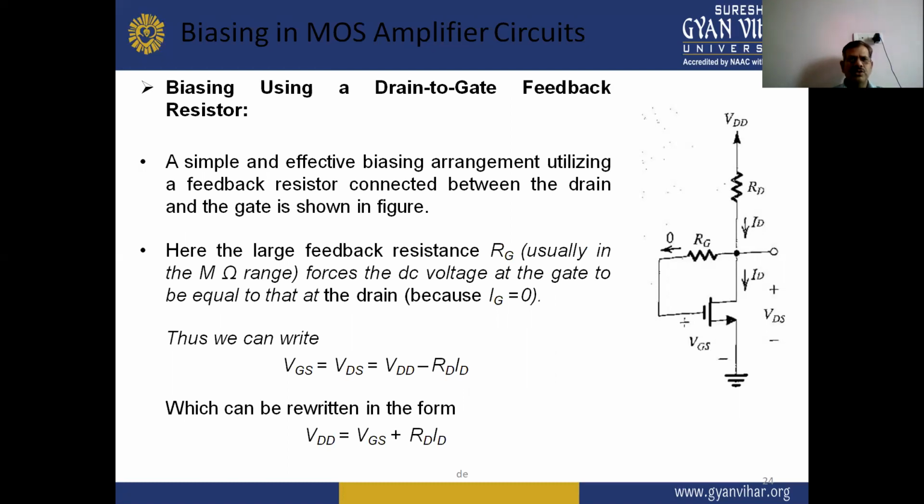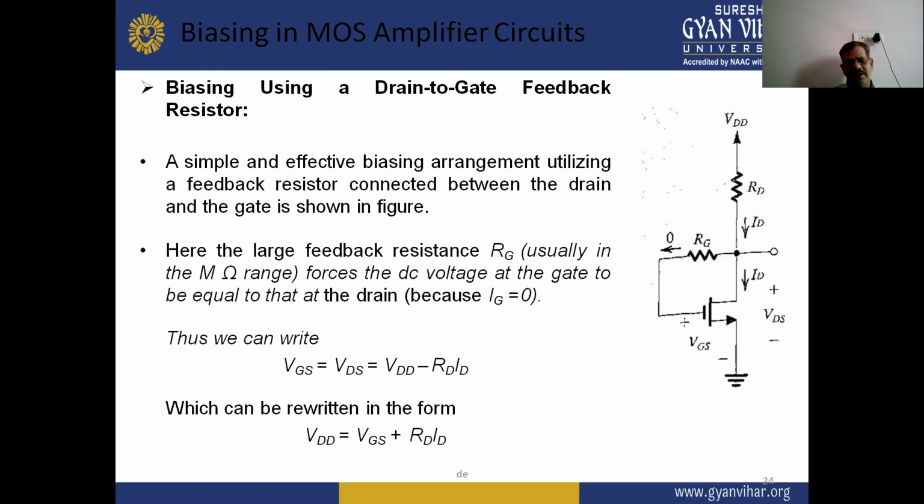Next is biasing using a drain-to-gate feedback resistor. In this circuit diagram, a simple and effective biasing arrangement utilizes a feedback resistor connected between the drain and the gate as shown in this figure. Here the large feedback resistance RG, usually in the megaohm range, forces the DC voltage at the gate to be equal to that at the drain terminal because IG equals 0.